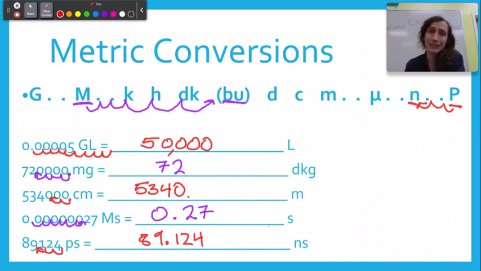We're going to do more of this practice in class on our next class period, but metric conversion is something you will get the hang of very quickly.